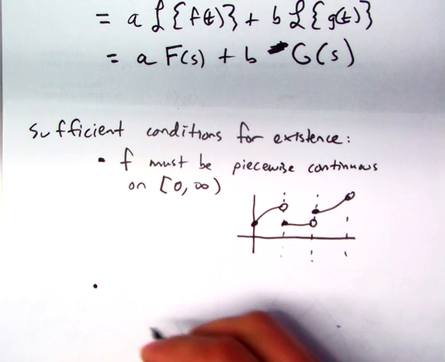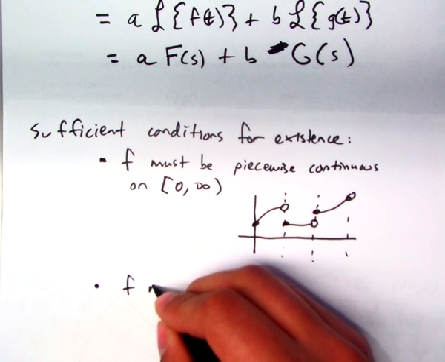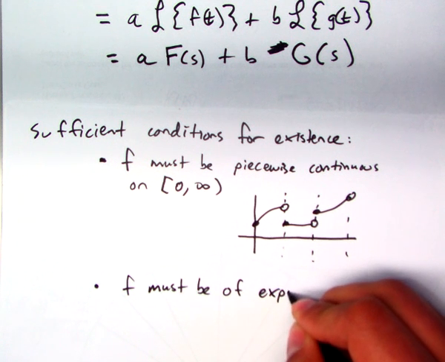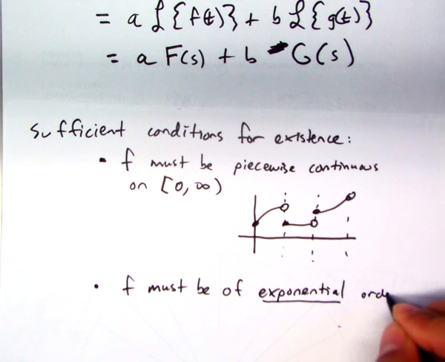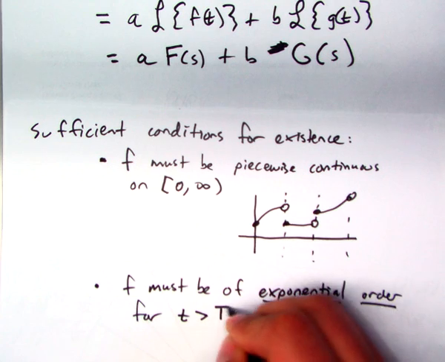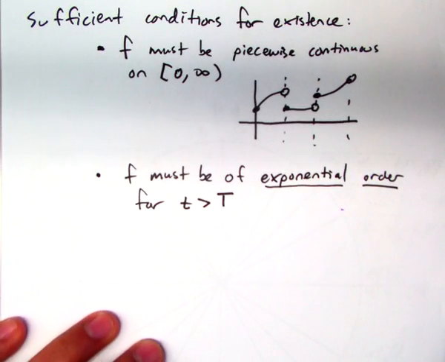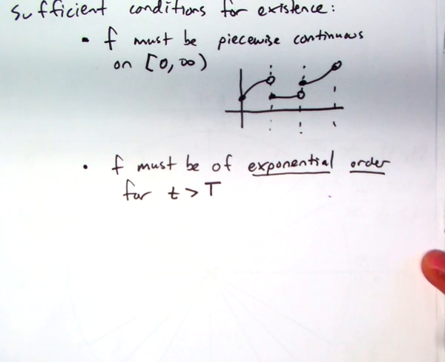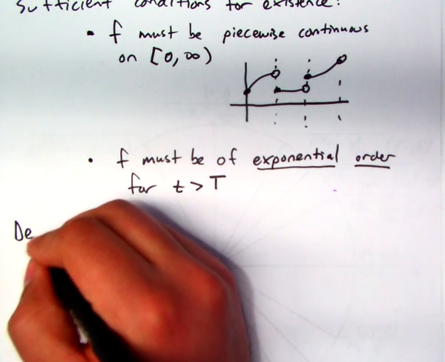And then the last one, which we'll define here in a minute, is that f must be of exponential order for little t greater than big T. So hopefully you're wondering, what does exponential order mean? Here you go.